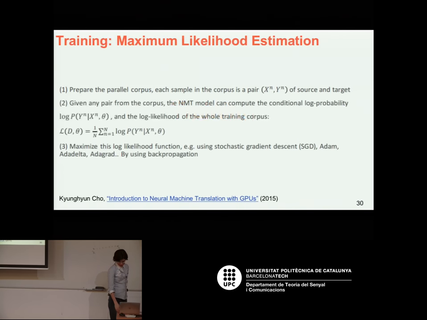How do we perform this training? We use maximum likelihood estimation. As I mentioned, it's a supervised problem: our input sentence has this output sentence, and what we compute is the probability of the target sentence given a source sentence. We want to maximize its log likelihood given the training data that we have. So we prepare the parallel corpus, given the pair of sentences we compute the log probability, and we maximize this log likelihood. This is how we perform the training.